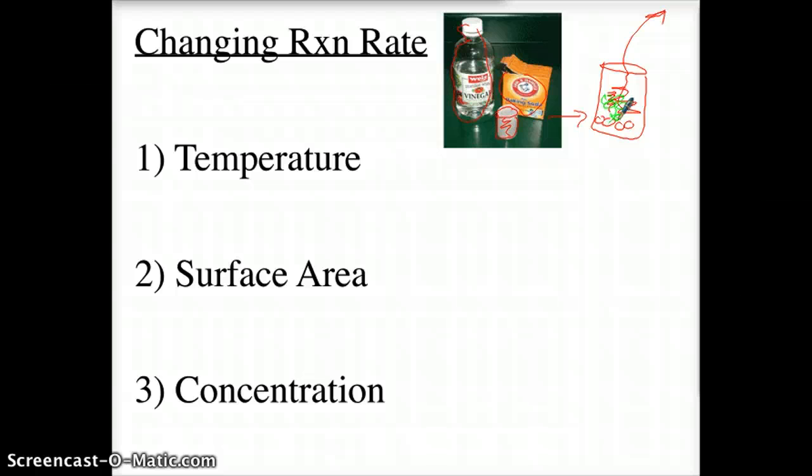And that produces products. But let's say we wanted that reaction to happen faster or slower. What are some things that we could change in our experiment to make that reaction happen faster or slower? Three main things we're going to talk about right now. We'll add two more later. But number one, temperature. Let's say we took the vinegar and we heated it up. So instead of 50 degrees Celsius, it's now 100 degrees Celsius.